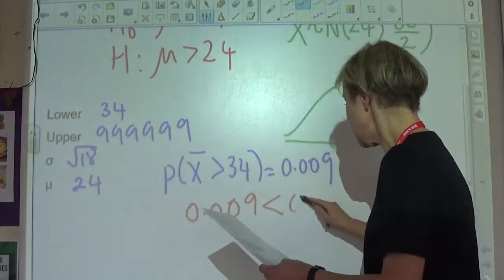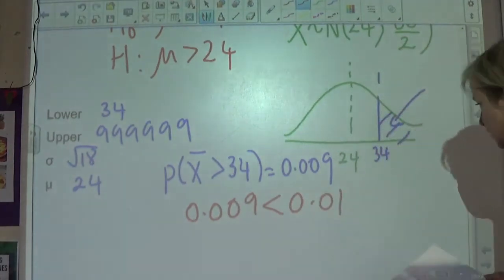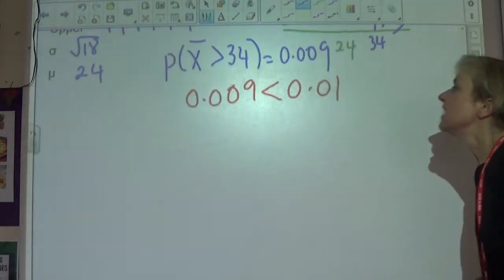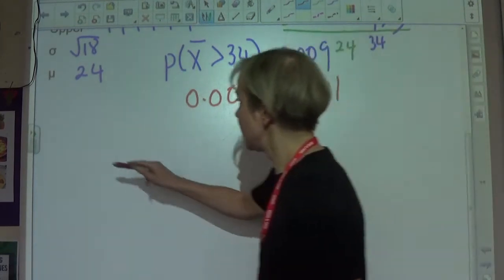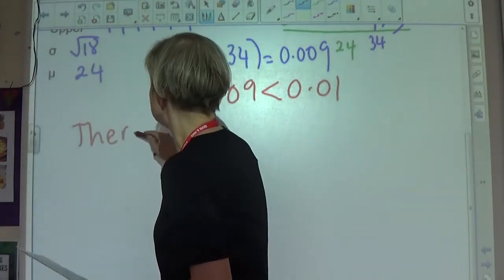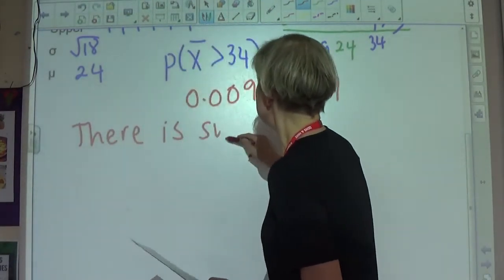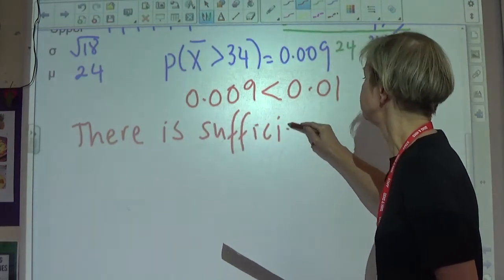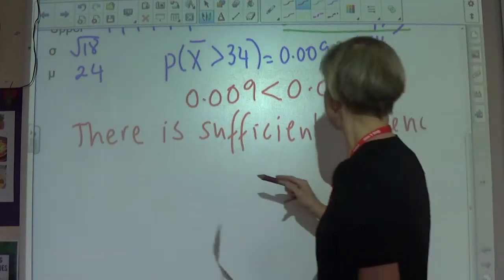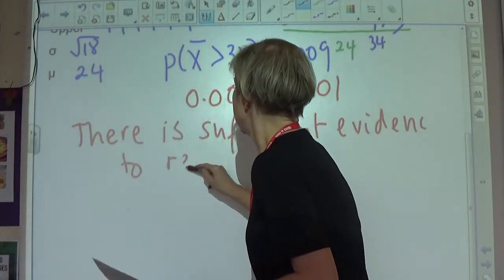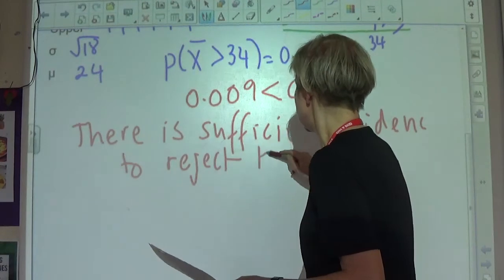0.009 is less than 0.01. So the probability, under the null hypothesis, of seeing what you've seen, those testosterone levels, is highly unlikely. Therefore, there is sufficient evidence to reject the null. You'll get 1 mark for saying that. And then you must put it in context.